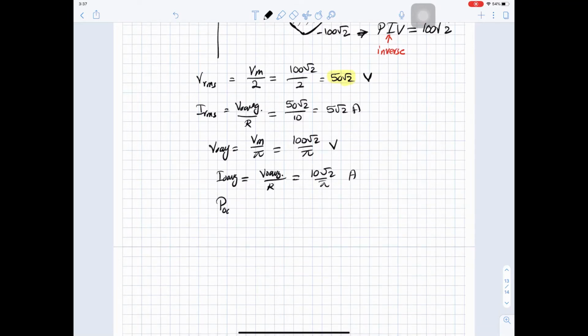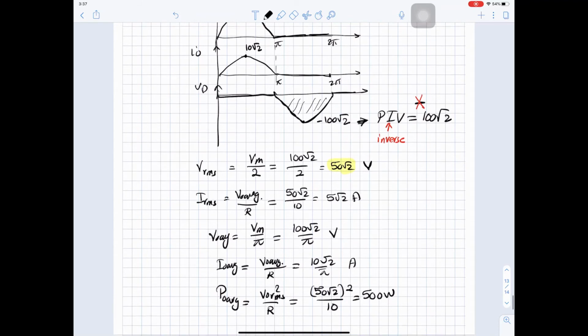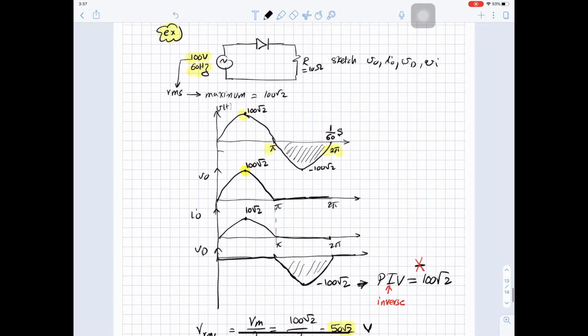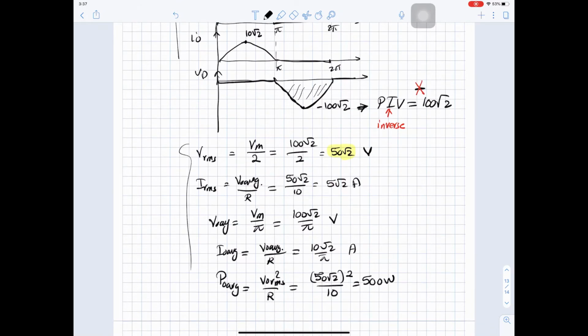To find P out average, we will use V out RMS squared over R, or I out RMS squared R. So this is equal 50 root 2 all squared divided by 10, equal to 500 watt. So these are the calculations. So usually the power electronics part will be sketching. So you start by sketch, then followed by calculations.